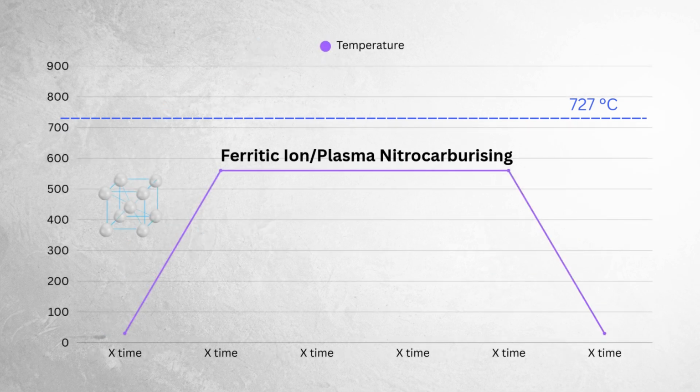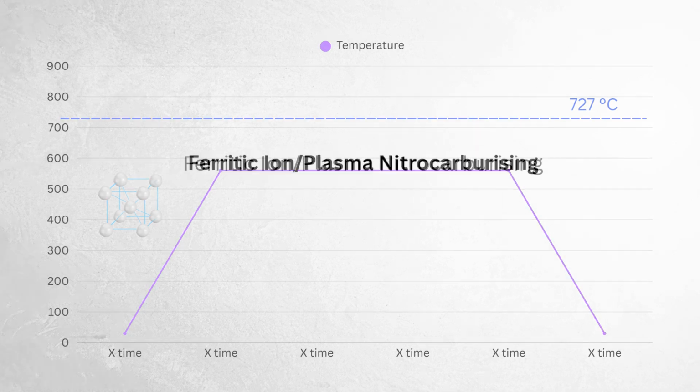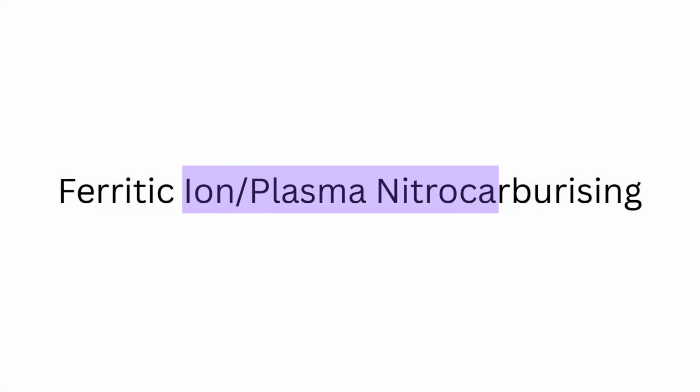But in ferritic nitrocarburizing, we stay below that eutectoid temperature. That means the steel retains its ferritic structure throughout the process, hence the name. Now let's look at the ion plasma nitrocarburizing part.